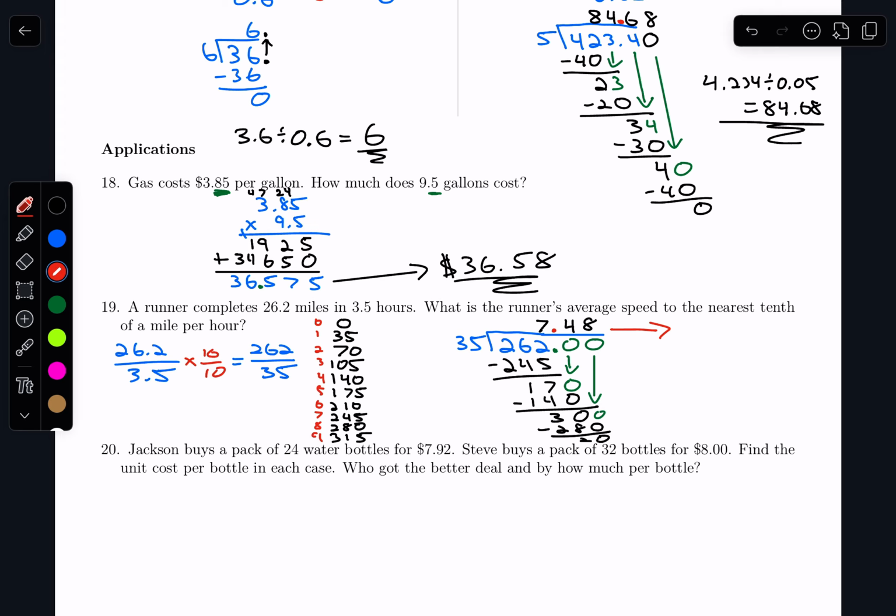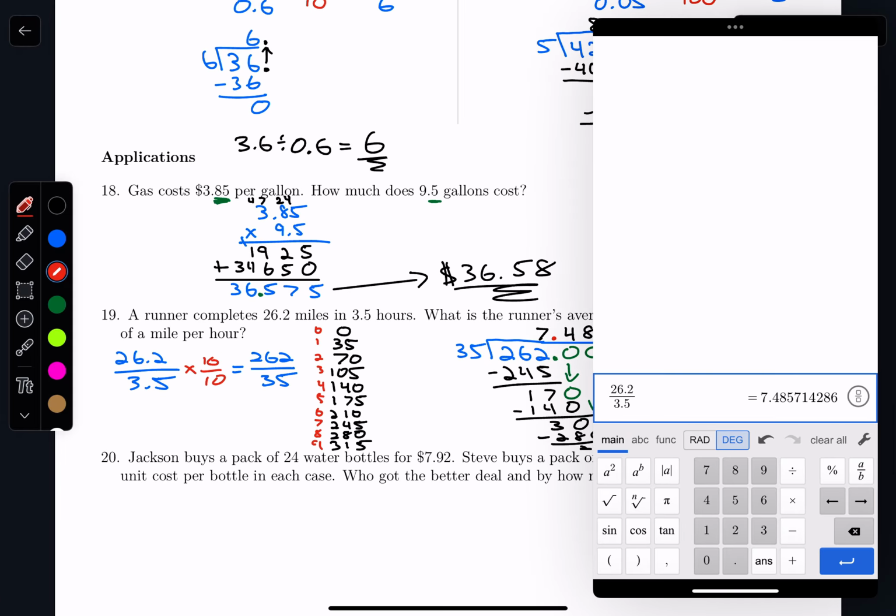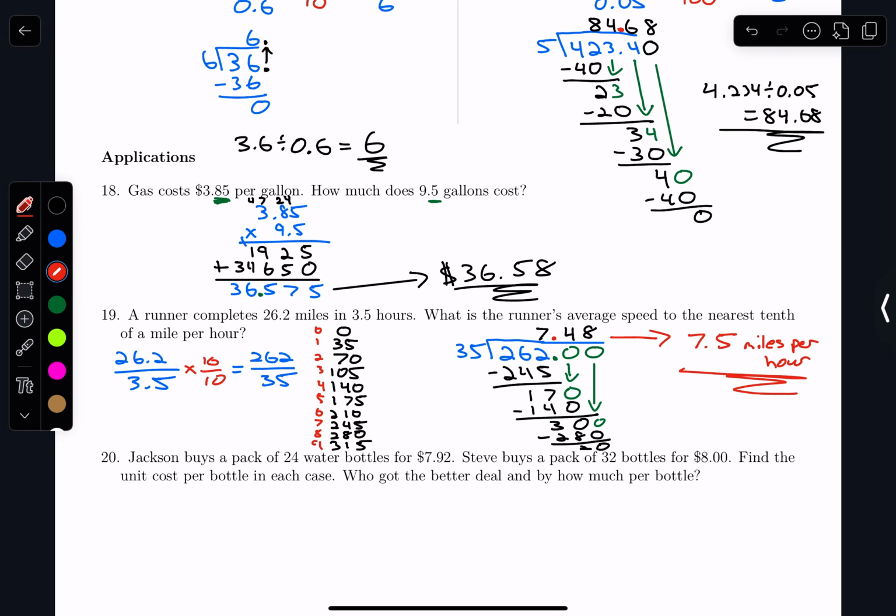All right. And when we round 7.48, or 7 and 48 hundredths, to the nearest tenth, it's going to round to be 7 and 5 tenths. And so when we work out this division, we are going to end up answering as 7.5, or 7 and 5 tenths, miles per hour. So now, to be clear, we saw on the calculator, it's actually 7.48577142, and it's going to keep going. But if we only need to be accurate to the nearest tenth, all we have to do is divide until we get to the hundredth spot, and then we can stop.